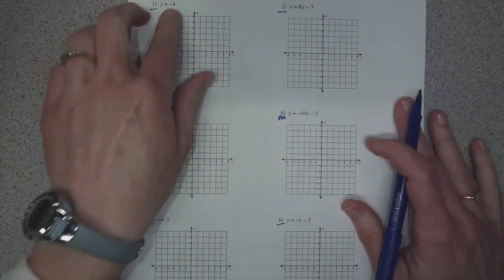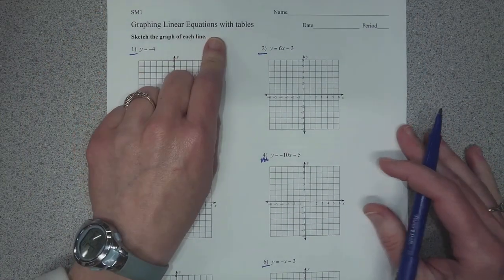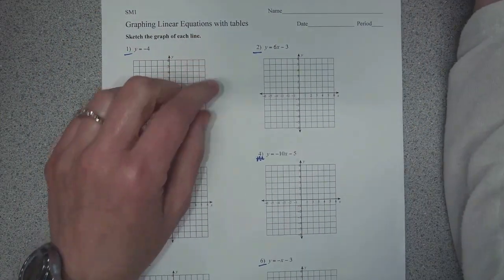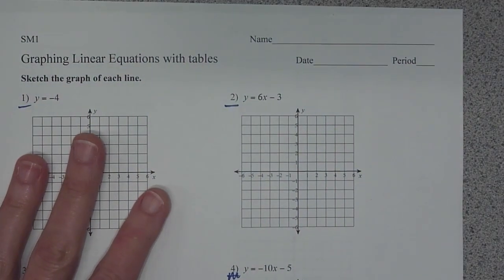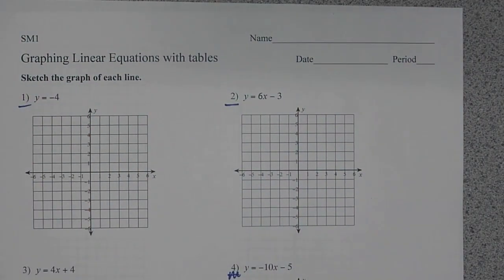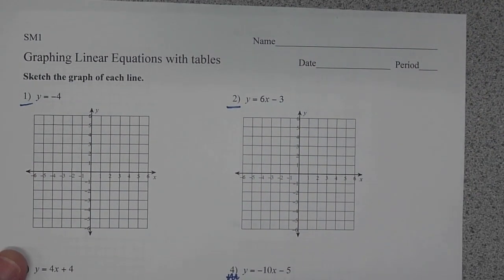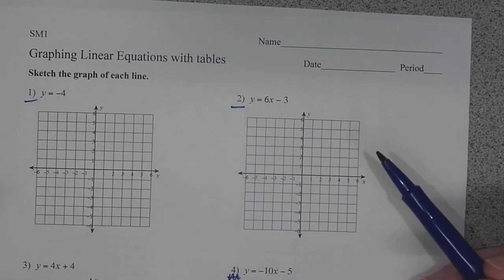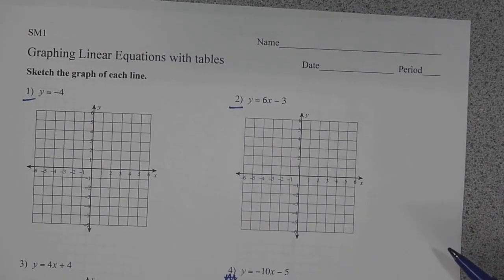So let's get started. As the title of the assignment implies, you're going to be graphing these equations by using tables. So you're not just using your knowledge of slope-intercept form. We want you to get used to graphing the lines using a table because that's something that's going to be really useful for you in the future. Also, what if you were given a linear equation that maybe wasn't in slope-intercept form? Well, then a table would be a useful tool for you to graph that as well.